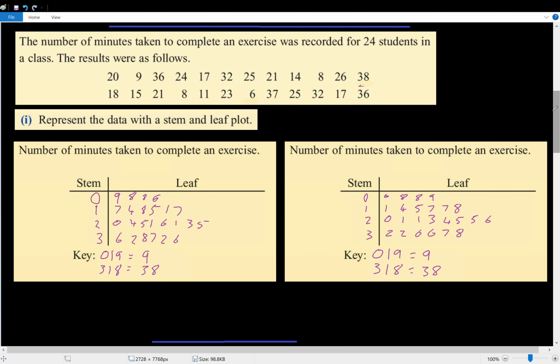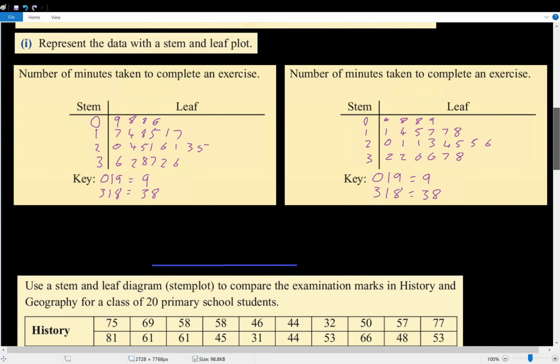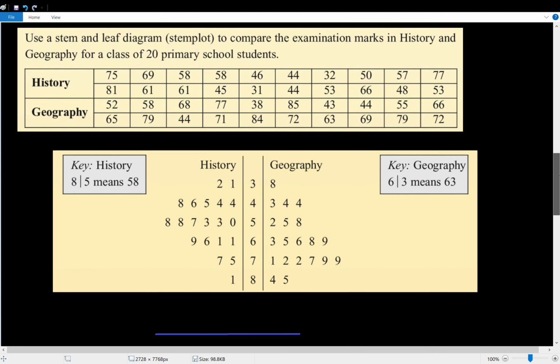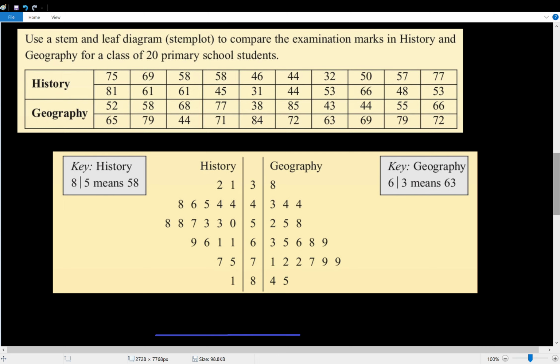I'm just going to take a look at one other way that these might be given to us, another way we represent the data. In this one here, we're asked to use a stem and leaf diagram to complete the examination marks in history and geography for a class of 20 primary school students. We're given all the data there, and this time we're using a back-to-back stem and leaf diagram. We have to make sure that we label which set of data is which. So we've got our history ones going off to the left and our geography ones off to the right.